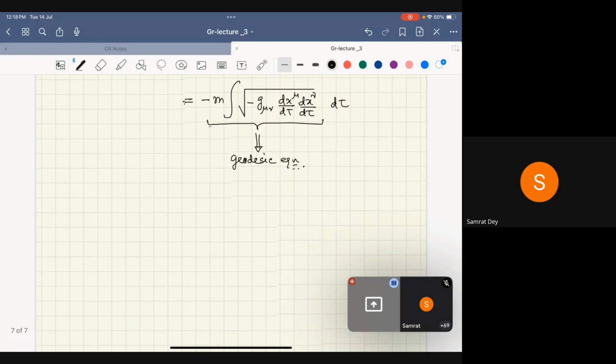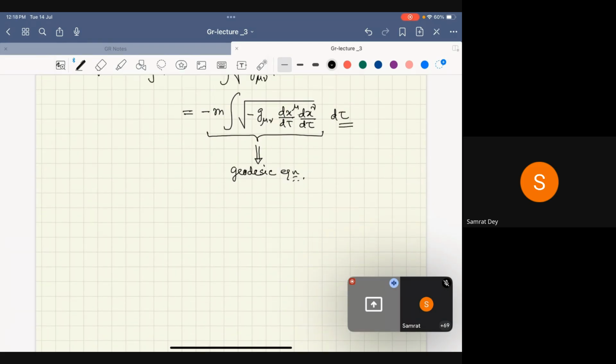So now I am claiming, why only tau? I can parameterize my curve by any parameter. So we claim that let us not be bogged down with parameterizing my geodesic by tau, the proper time. Rather, I claim that tau can be any function f of lambda, and lambda is some other parameter. I do not know what it is, but it can be anything.